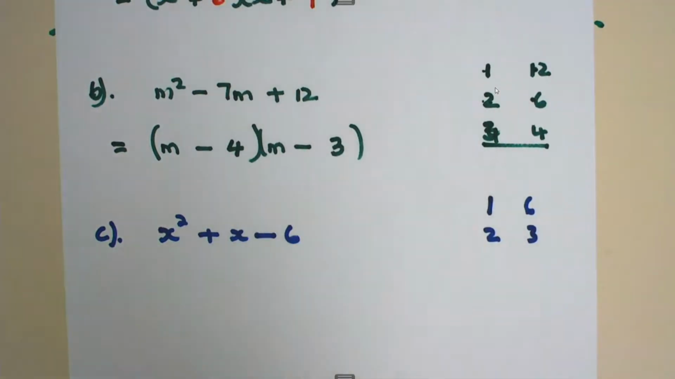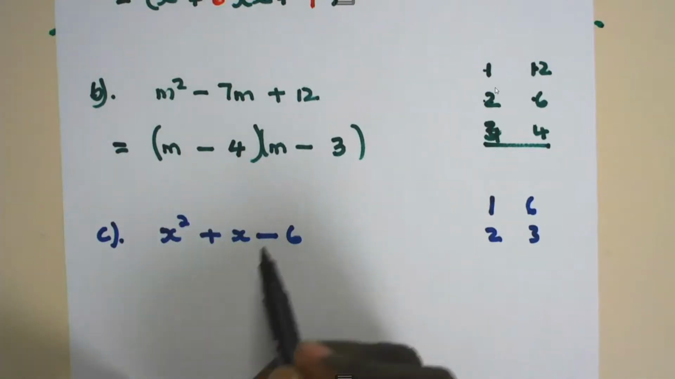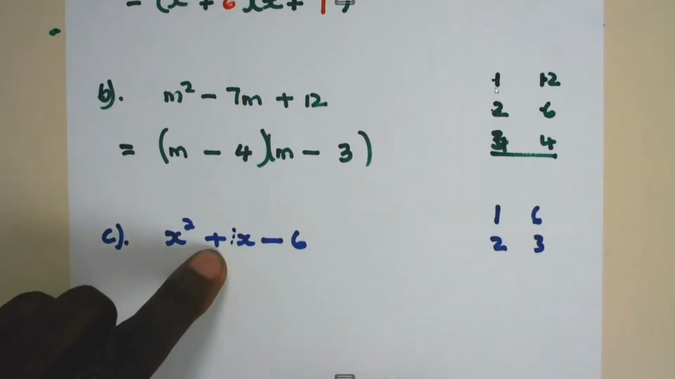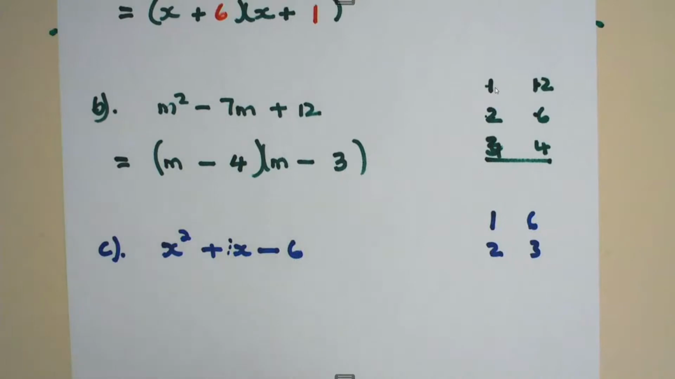If 1 is positive, the other is negative. If 1 is negative, the other is positive. There is an invisible 1 here. When you add or subtract them, they must give you 1. Clear? And then this one means the bigger factor must have the sign, whether it is positive or negative, you must start with that.